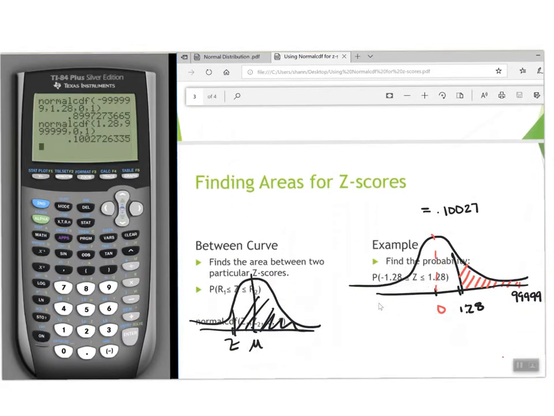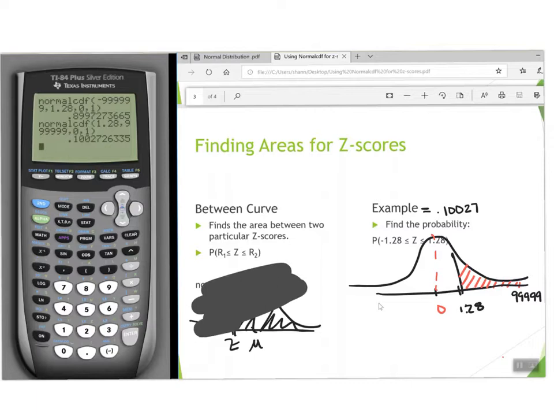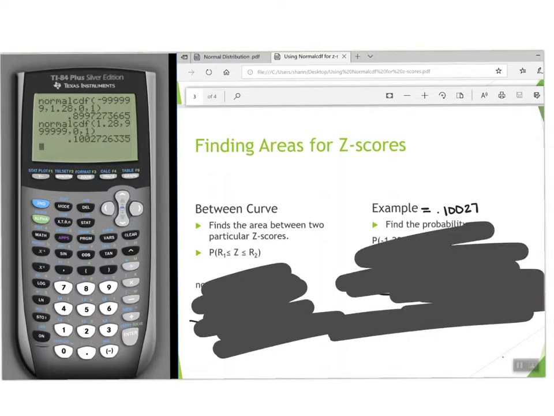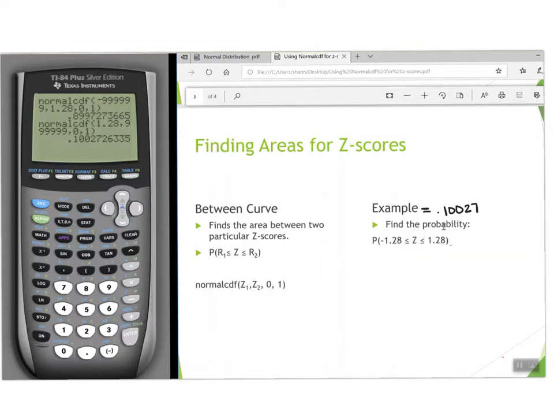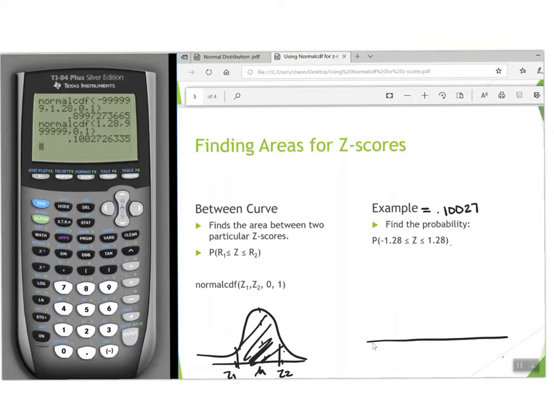Let's look at the last type of curve, which is a between curve. And let's find the area between two z-scores. And so now when we do this, I want to find the probability between negative 1.28 and positive 1.28. So I'm going to draw a curve. On this curve, I'm going to label the mean at 0. Where does negative 1.28 fall? Well, it falls to the left of 0. Where does positive 1.28 fall? It falls to the right of 0. I'm shading in between here. I want to find the area in between.